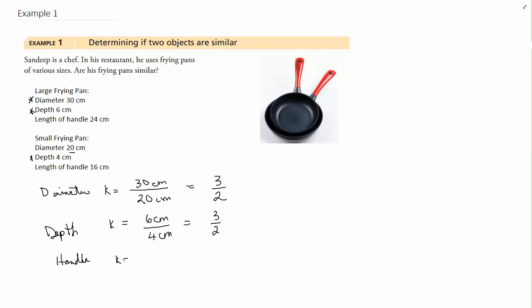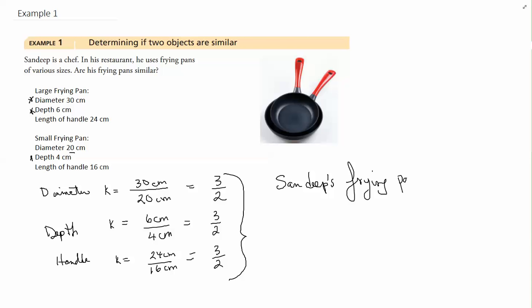Again, we test to see if our scale factor is the same for the handle. We have 24 centimeters over 16 centimeters, and 24 and 16 have a common factor of 8. I divide top and bottom by 8, and again I get 3/2. Because all three dimensions have the same scale factor, we can say that Sandeep's frying pans are similar.